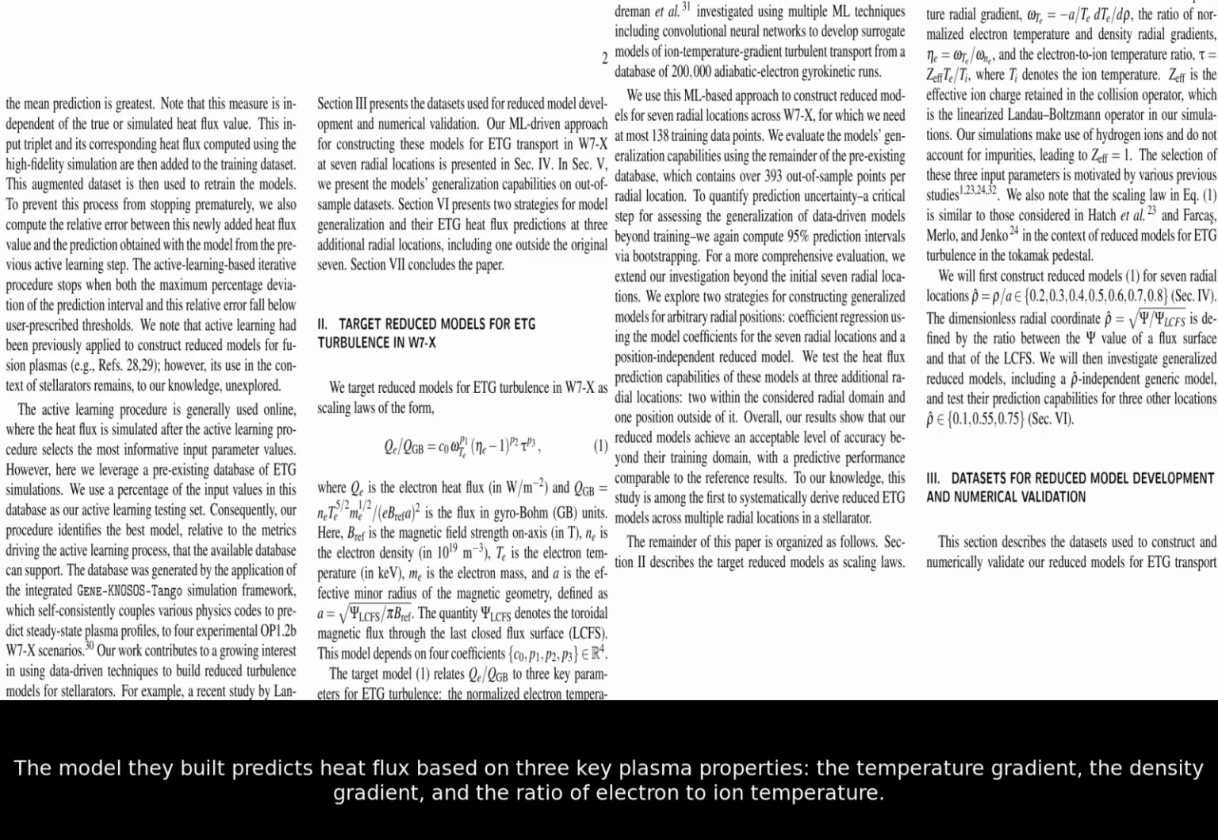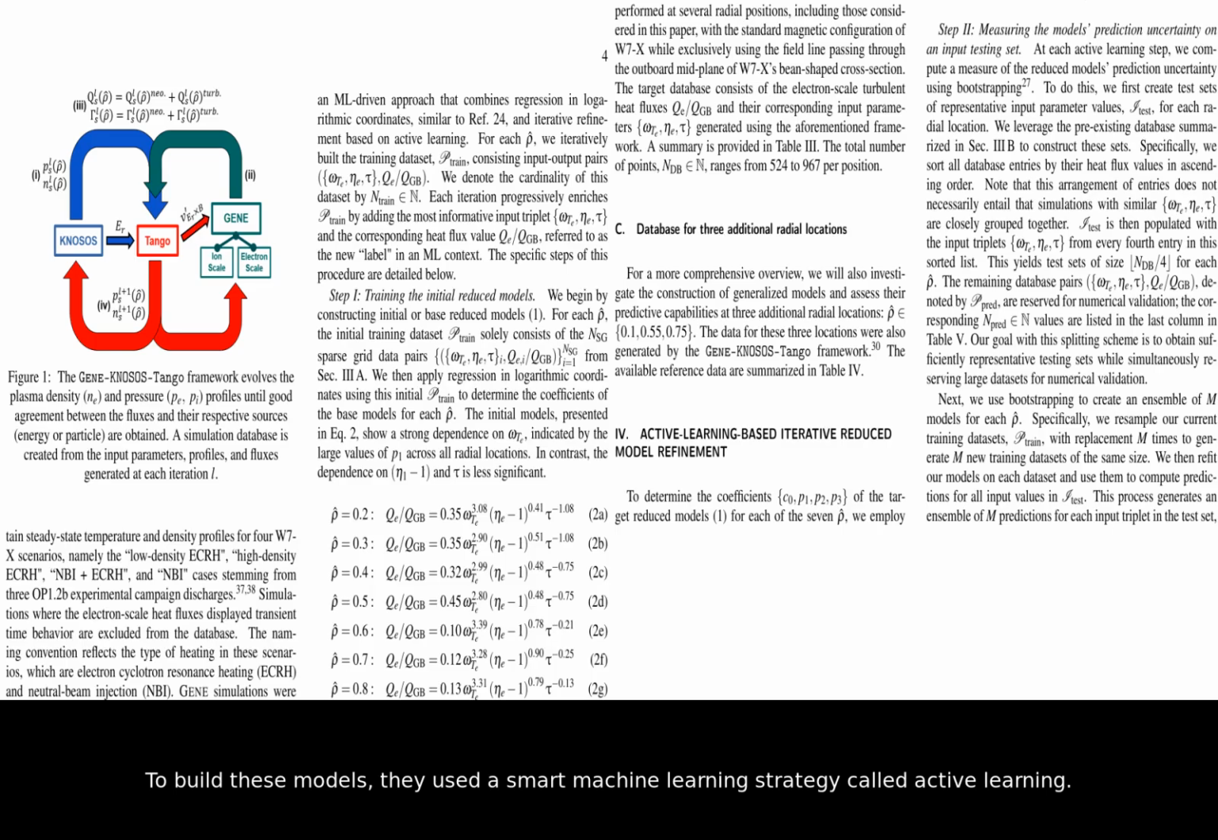The model they built predicts heat flux based on three key plasma properties: the temperature gradient, the density gradient, and the ratio of electron to ion temperature. To build these models, they used a smart machine learning strategy called active learning.